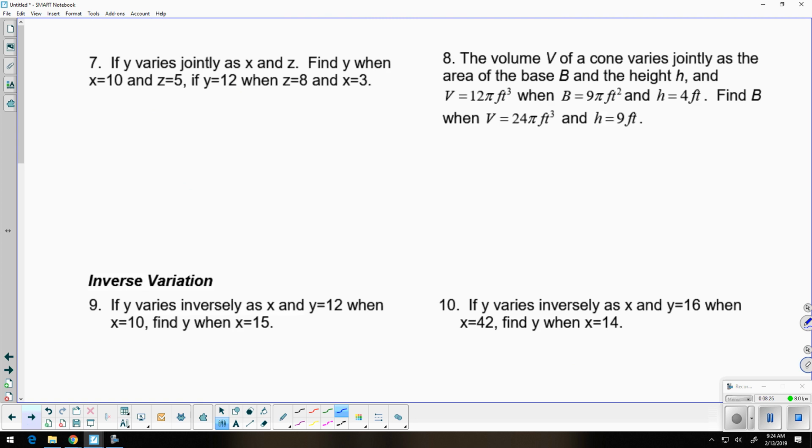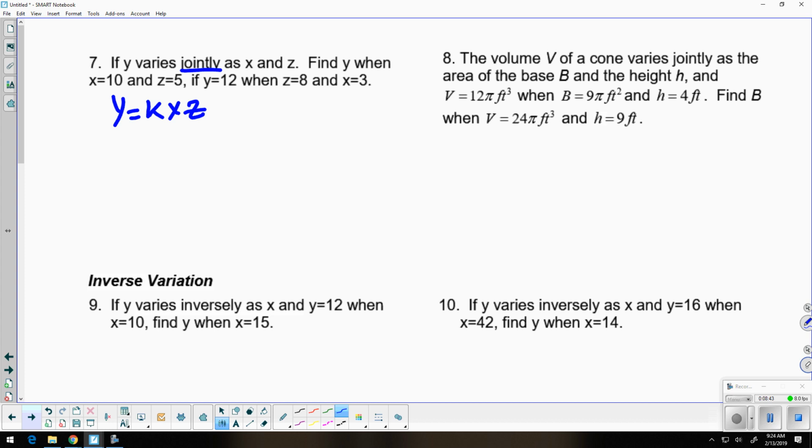On the next slide, this says if y varies jointly as x and z, so here's the equation you're using. So I just like to jot down the equation first, and then I'll plug it all in after. So it says find y when x is 10 and z is 5, if y is 12 when z is 8 and x is 3.